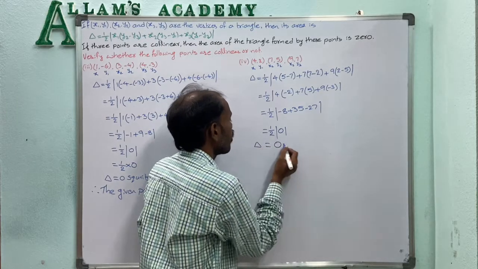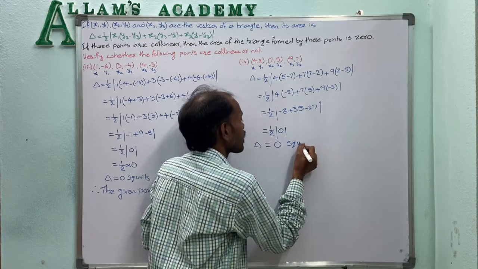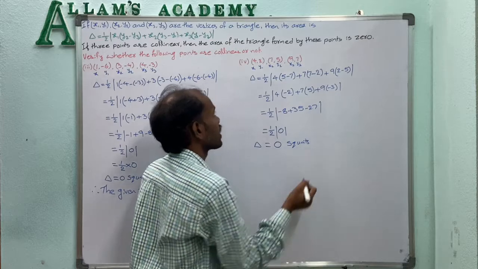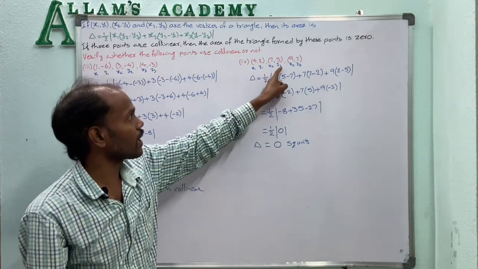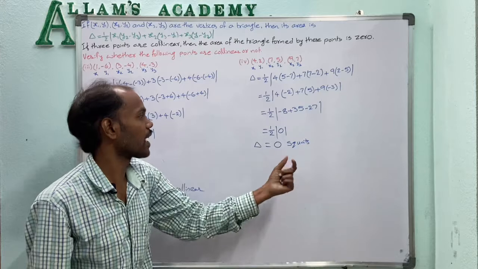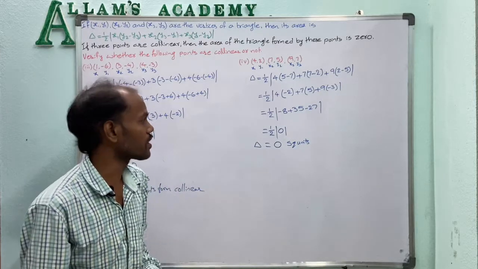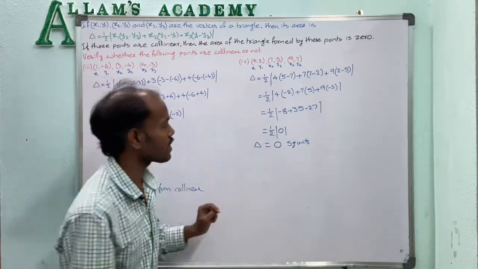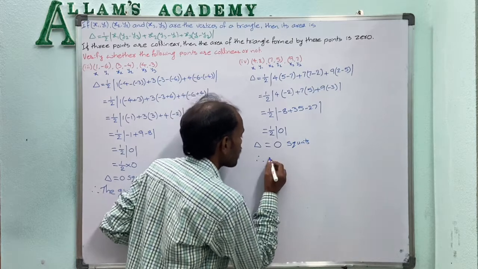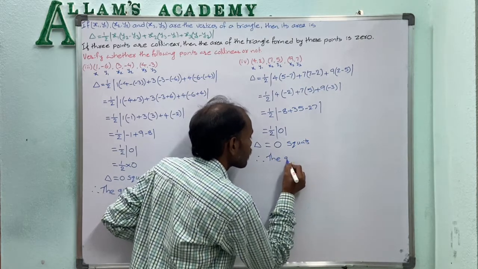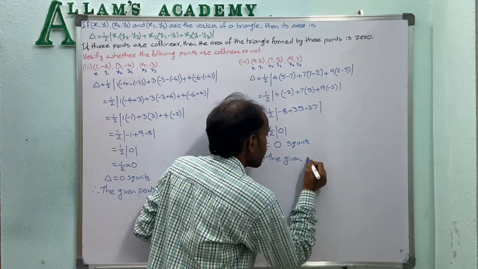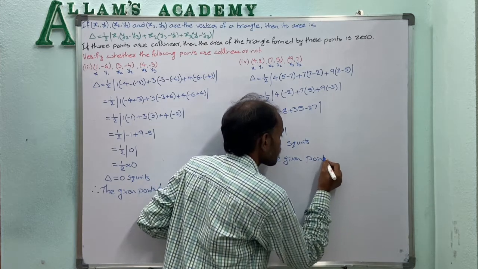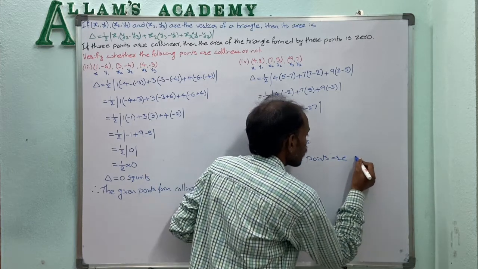So the area of the triangle formed by the vertices (4, 2), (7, 5) and (9, 7) is 0 square units. That means these points are collinear points. The given points are collinear.